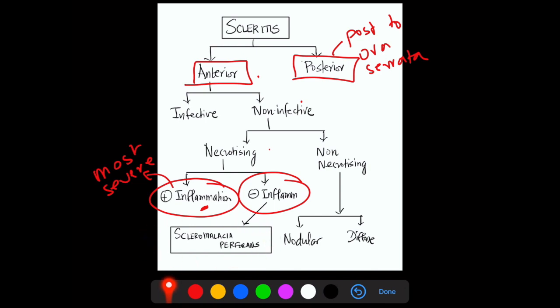We will discuss that in a moment. So scleromalacia perforans is the term you give for anterior non-infectious necrotizing scleritis without inflammation. Now, non-necrotizing can be classified into nodular and diffuse. They are not necrotizing, but they appear red. They are the typical acute red eye picture. And the most common variety is the diffuse. The most common type of scleritis is the diffuse non-necrotizing variety, whereas the most severe is necrotizing with inflammation. Hope you now know the differences. I think I've made the classification as easy and as simple as possible.